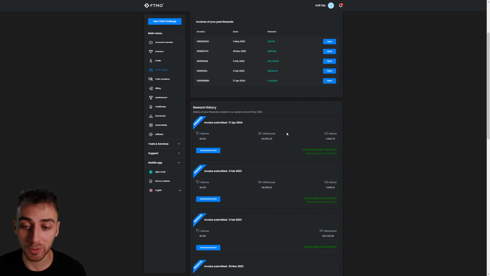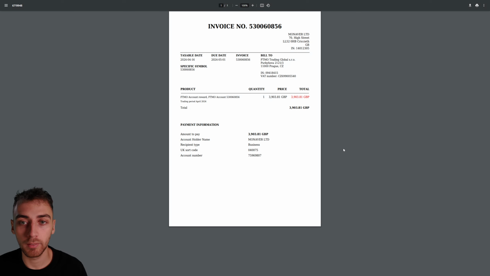But I also got my refund for the 100k challenge, which is fantastic. I got paid and I got my money back, so I had no loss. I was at 0 loss at the end of this process, which was fantastic. And you can see the invoice here where I had my payout sent in pounds to my Revolut Business bank account.